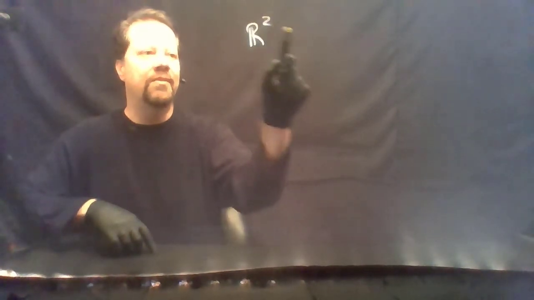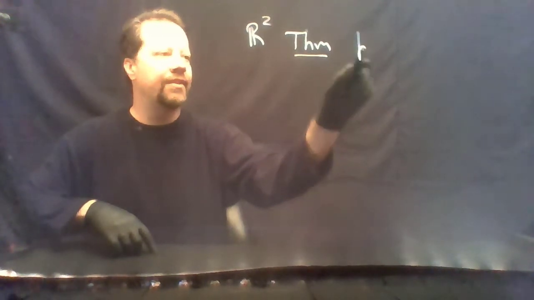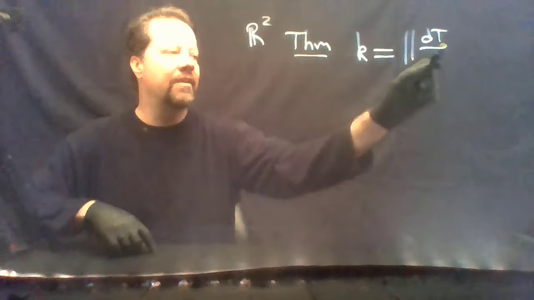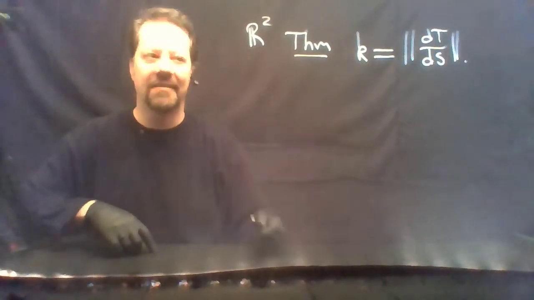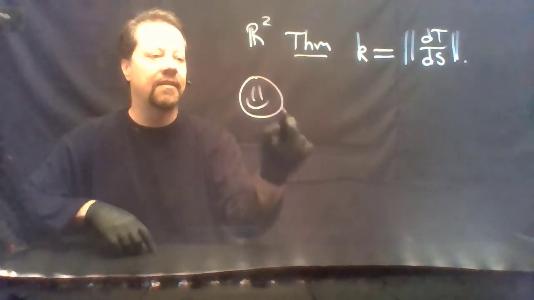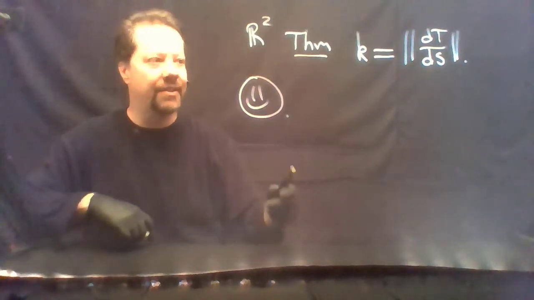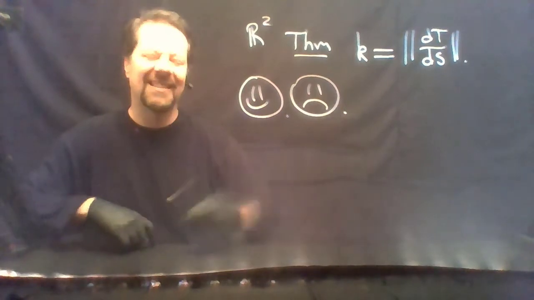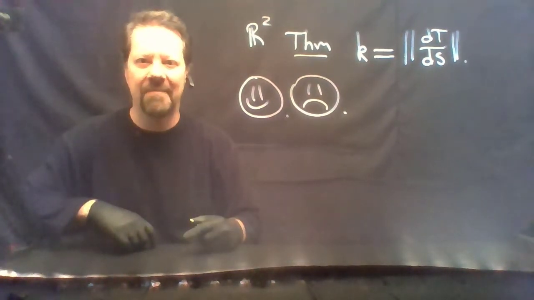In R2, we have the following theorem. The curvature is the norm of the derivative of the unit tangent vector with respect to arc length. This is good because it now gives us a specific way of calculating the curvature, but it's kind of bad because the formula is still not a very easy one to figure out. There has to be a better way.